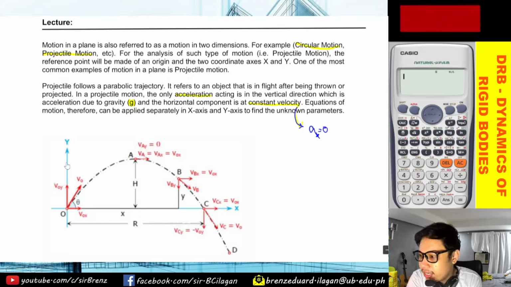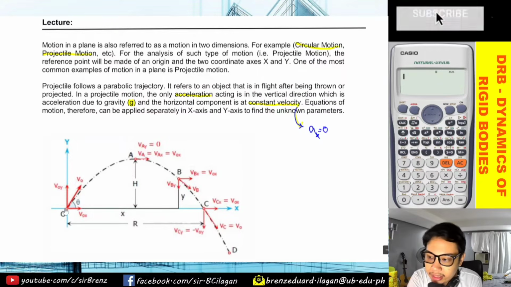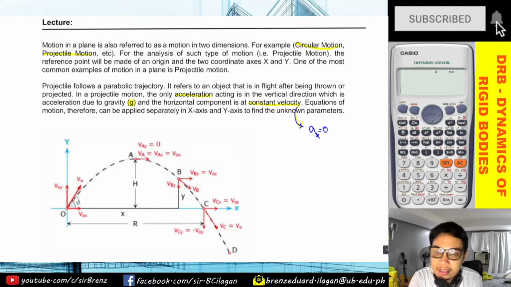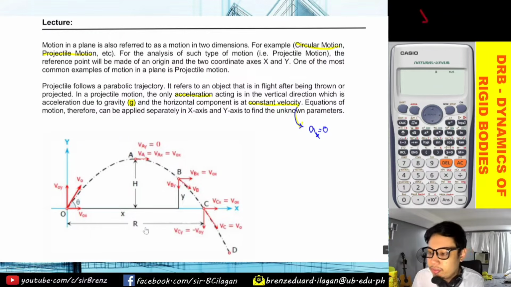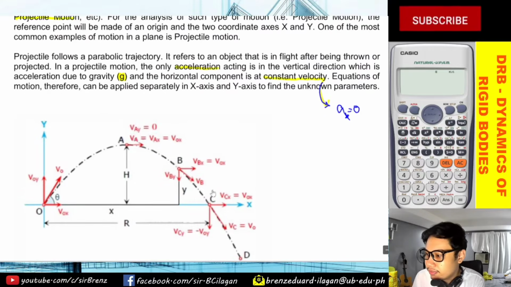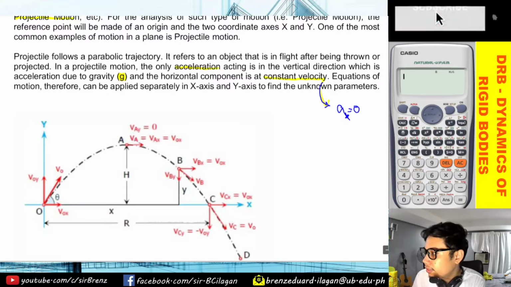Okay, so i-analyze muna natin guys yung diagram. So again, meron ka ditong velocity acting at a certain angle, theta. So meron kang x component niya denoted by v sub o, x. And meron kang v sub o, y. So i-zoom ko lang ng konti guys. Ayan.